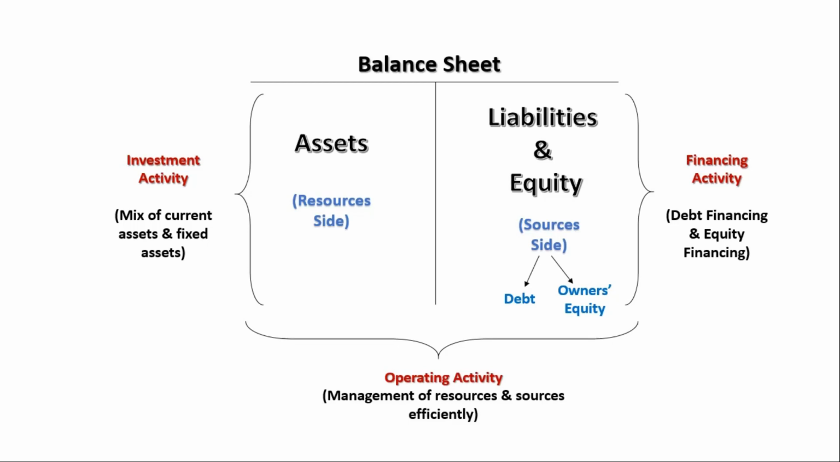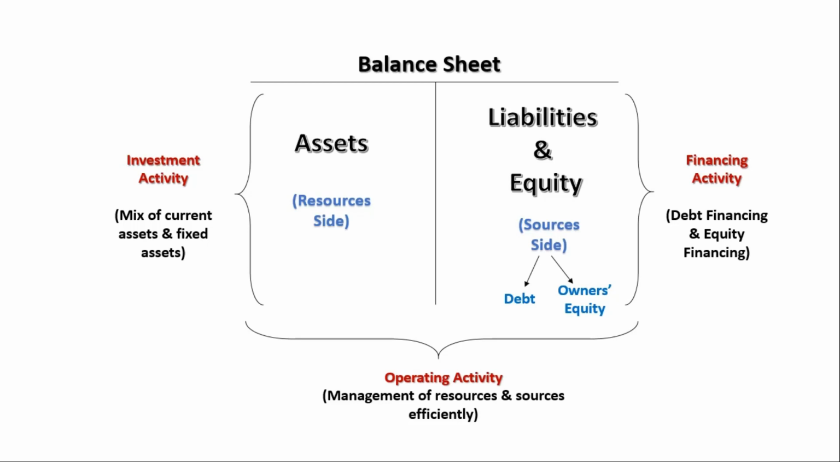So what is an operating activity? Operating activity means the management of sources and resources efficiently. Do remember, this activity, the third activity, which is an operating activity, plays a very vital role in the success or failure of an organization, and it makes the difference between a private organization and a public organization, especially in economies like ours, the underdeveloped economies, where the corruption is at the highest level and the government employees are not willing to perform their duties efficiently. So this activity plays a very vital role in the success of an organization.